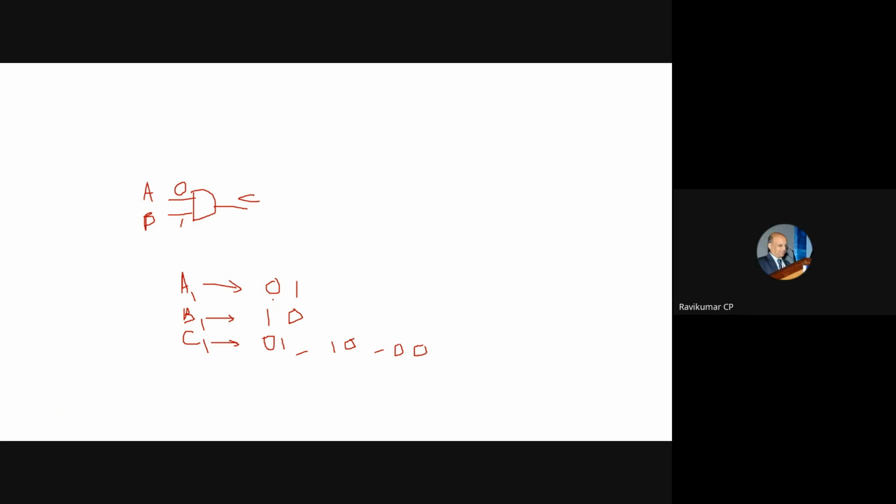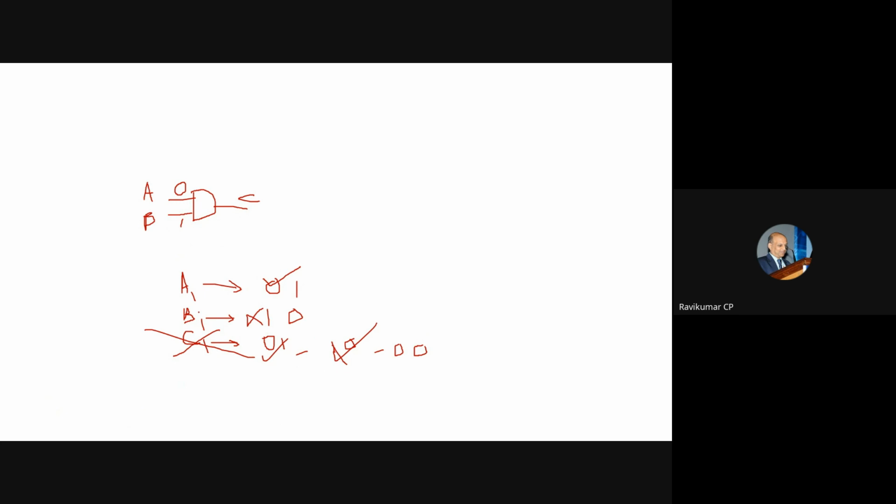So if you have included A1 in your fault model, it will test C1 also. Similarly, if you have included B1, that will take care of this. If you have included either A1 or B1, that will take care of C1. So there is no need for you to separately test for C1. So we say C1 dominates A1, C1 dominates B1.